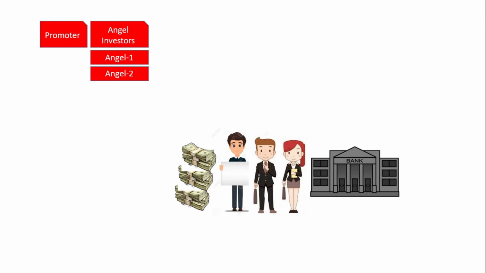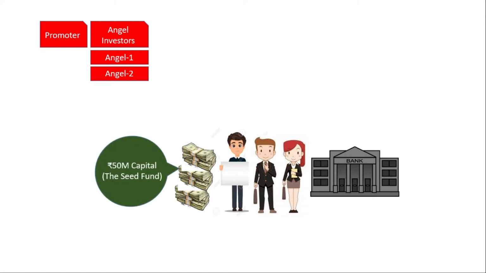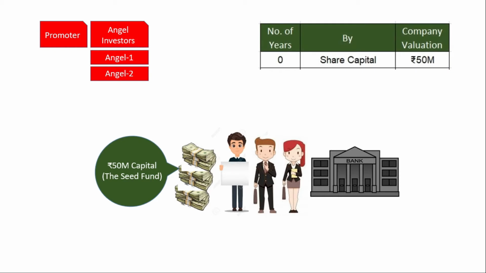So, Mr. Bob, the promoter, along with two angel investors, raise 50 million in capital. This initial money to start his business is called the seed fund. Once the seed capital is deposited in the company's bank account, the money will be referred to as the initial share capital of the company. The share certificates of the company entitle the three of them to ownership in the company. The only asset that the company has at this stage is cash of 50 million. Hence, the value of the company is also 50 million. This is called the company's valuation.